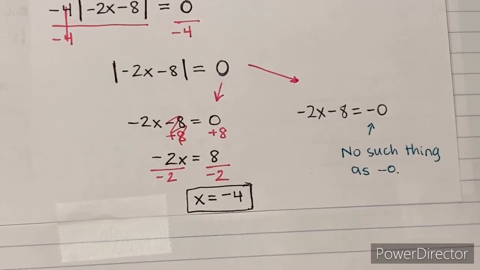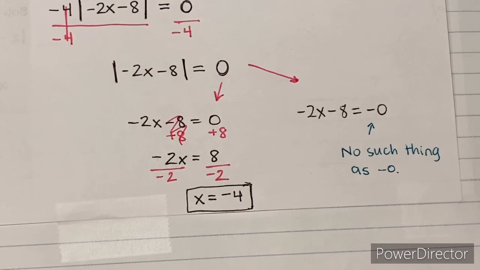Examples 4 and 5, the ones where we have no solution or 1 solution, we don't see those as often, but they do show up every now and then. I guarantee you're going to see something on the state test about the no solution one. So just be on the lookout for both of those.